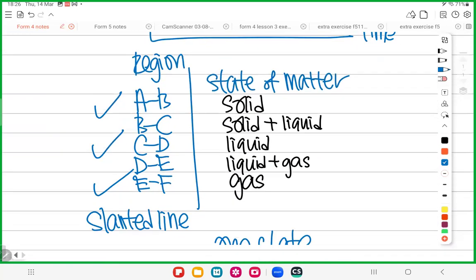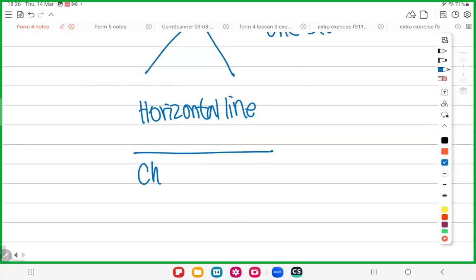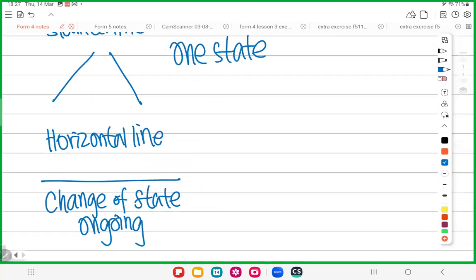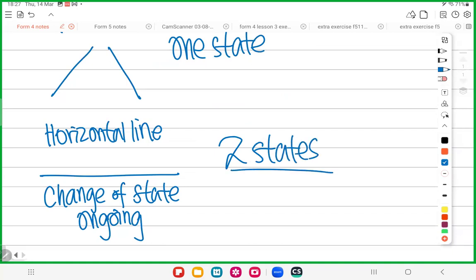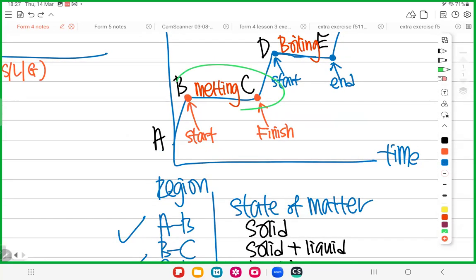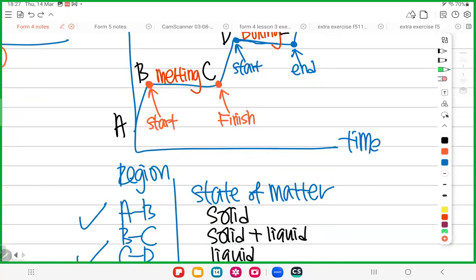Understand? But whenever you have your horizontal line, the change of state is ongoing. So when the change of state is ongoing, melting ongoing, boiling ongoing, you will always have two states. Here, melting is ongoing. When melting is ongoing, what do you have? Solid and liquid. Here, boiling is ongoing. When boiling is ongoing, what do you have? Liquid and gas. Let me know in the chat box.